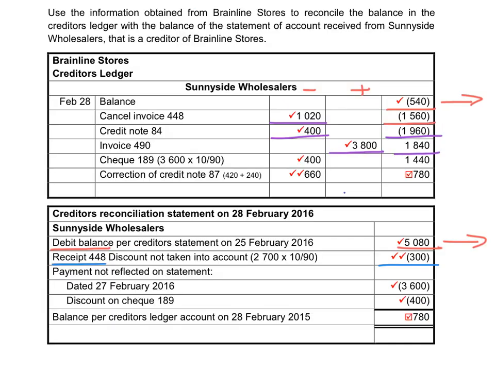So we already recorded the 3,600 in our account, but we did not record the discount. So it means we will record the discount, and that means our debt will decrease to 1,440. In the creditors' books, they haven't recorded this at all because they did not receive the check in time. So they will show that they will decrease our account with the 3,600 for the check, and they will decrease our account with the 400 Rand discount.